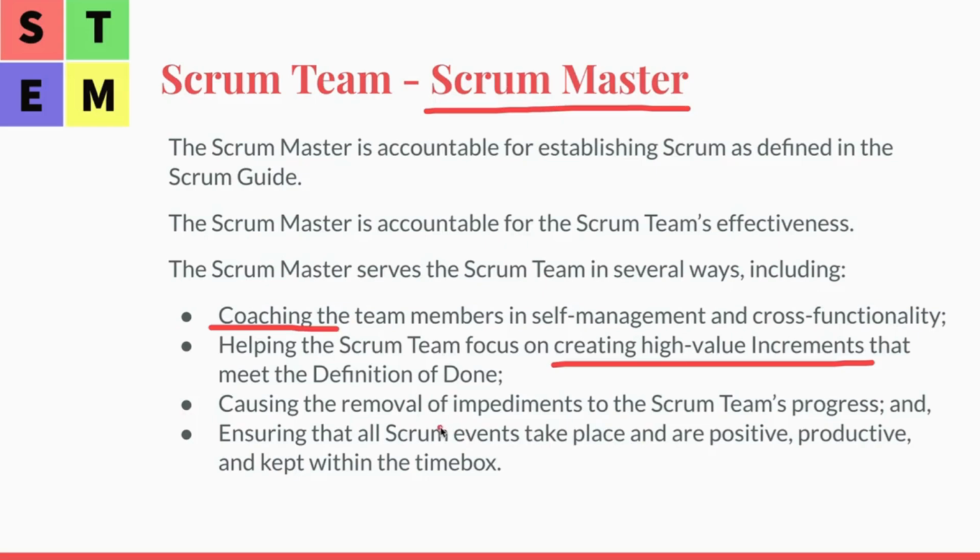So when there are impediments during the sprint, the Scrum Master should help remove them for the Scrum team. The Scrum Master also ensures that all Scrum events take place and are positive, productive, and kept within the time box. We are going to talk about Scrum events later. They are the different Scrum meetings.